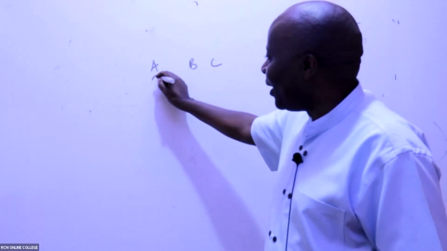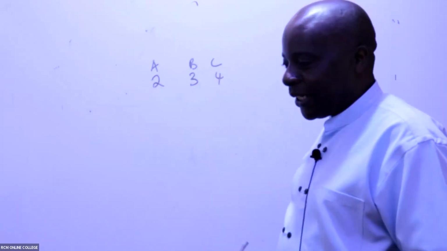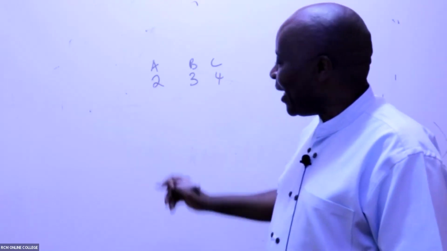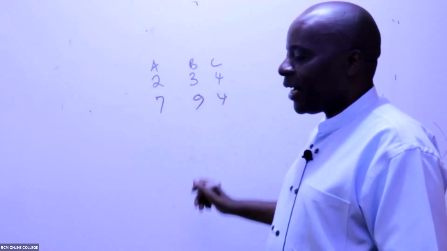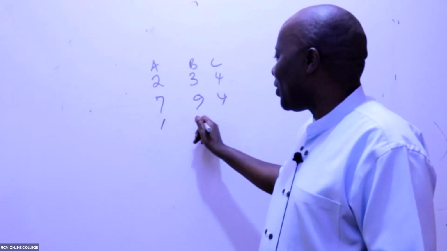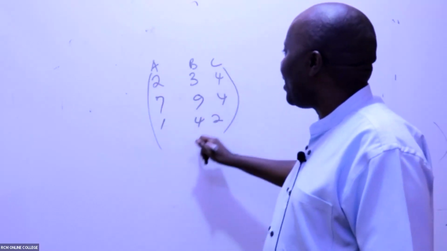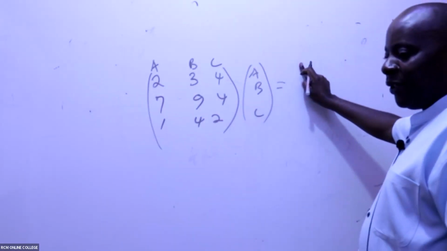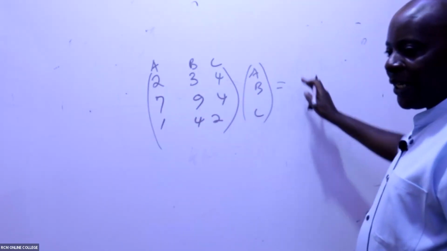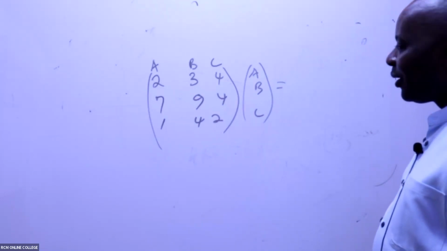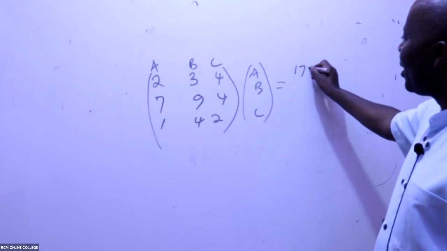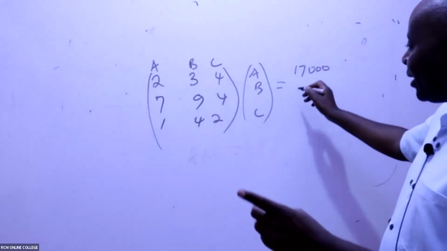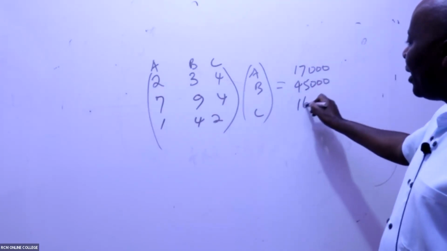2, 3, 4. Remember we cancel the zeros, isn't it? 2, 3, 4. How about row number 2? 7, 9, 4. And then we have here 1, 4, 2. And then don't forget that we had, in this case here, A, B, C. Now this one had many zeros. We had something here on top, 17,000. Then we have 45,000 and 16,000.